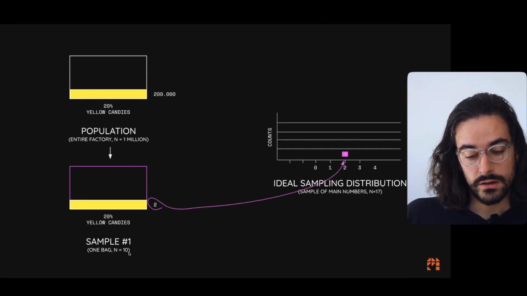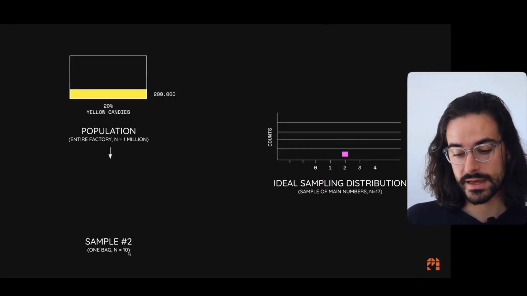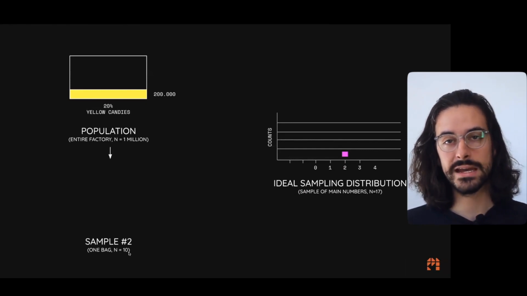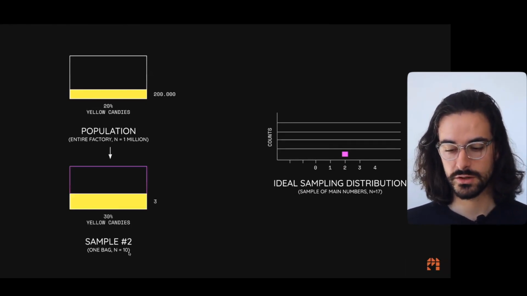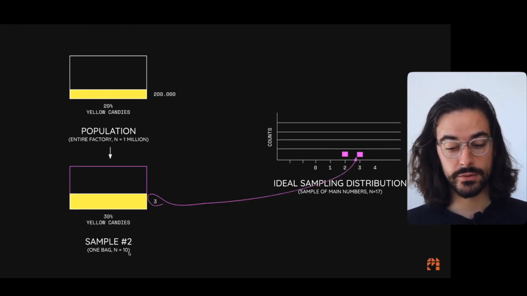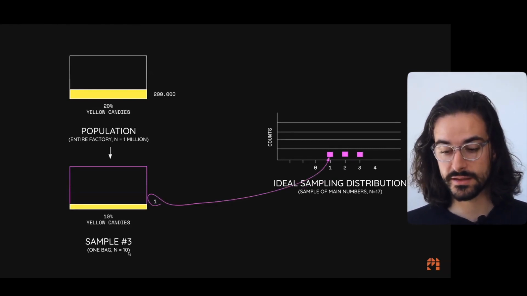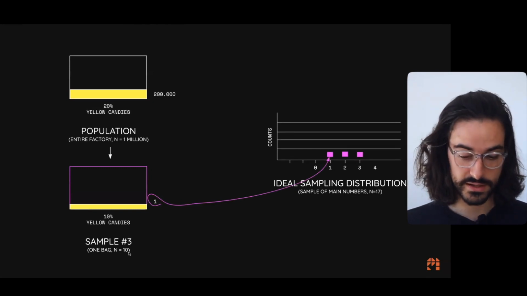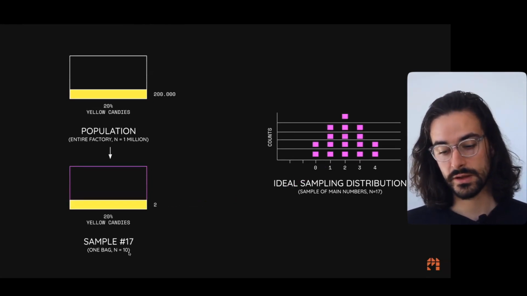So if we get the number 2 and we plug that into an ideal sampling distribution, which is a sample of main numbers that we got from many samples, right? We do that with sample number 1, we plug it there. We do that with sample number 2. Now we found 3 candies, so we're going to plug that in there. Then this third sample, we found 1 yellow candy. We plug that in there.